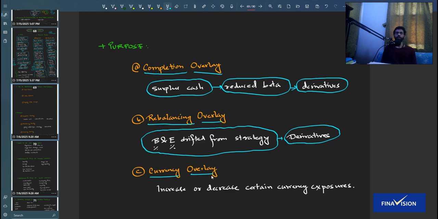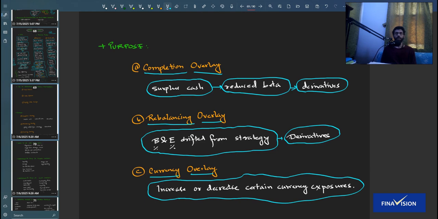Then currency overlay. Increase or decrease of a certain currency exposure has happened within the portfolio, let's say, right? In that case also, currency overlays or currency derivatives, currency futures, currency options can be used to adjust that excess exposure, right?